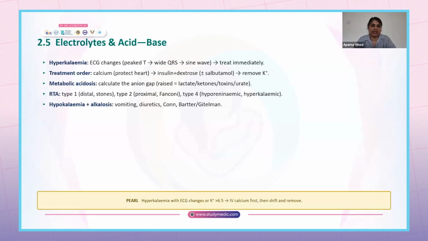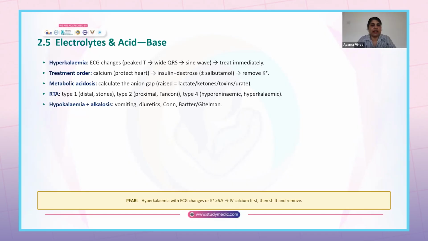Now coming to electrolytes and acid-base balance. Remember hyperkalemia treatment. The signs will be peaked T waves, wide QRS, and then finally sine waves. We have to treat it immediately. It is an emergency. So treatment of hyperkalemia will involve stabilizing the heart first with calcium gluconate, then administration of insulin dextrose infusion, and then finally using medication like Lokelma or sodium zirconium cyclosilicate to remove the potassium. You can also add salbutamol alongside insulin dextrose infusion.